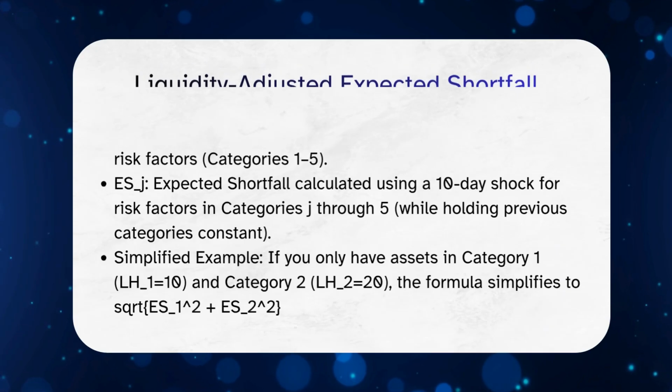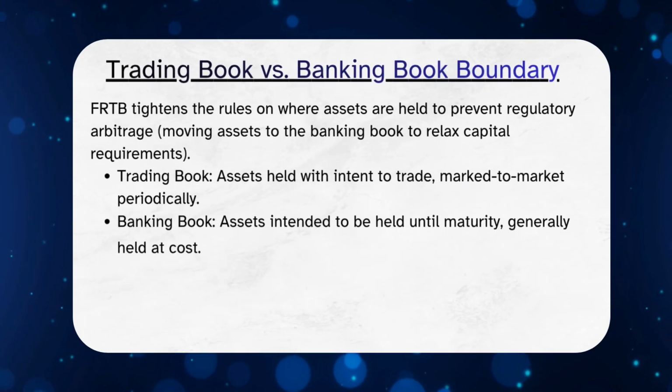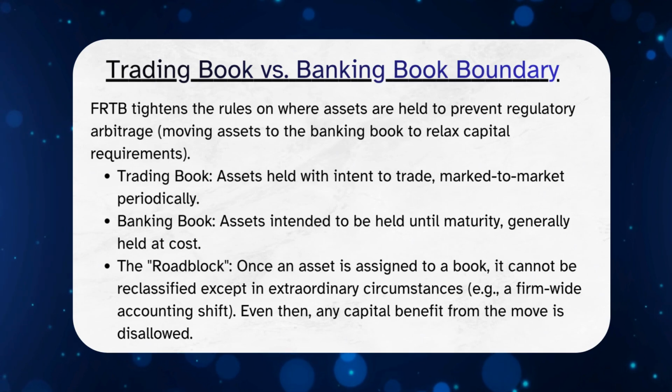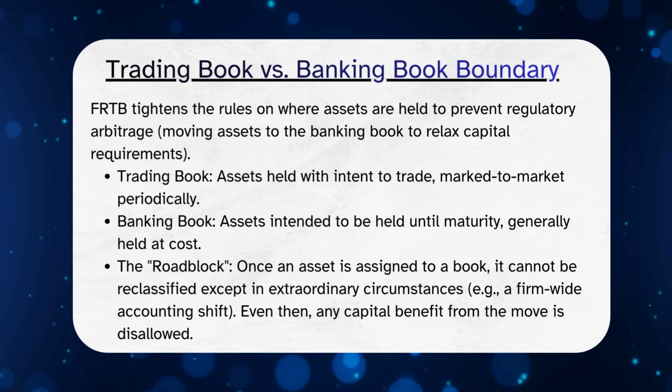Next, FRTB fixed a major loophole: regulatory arbitrage. In the past, banks would move assets into the banking book, where they are held at cost, to avoid the stricter mark-to-market capital rules of the trading book. FRTB puts a permanent roadblock in the way.